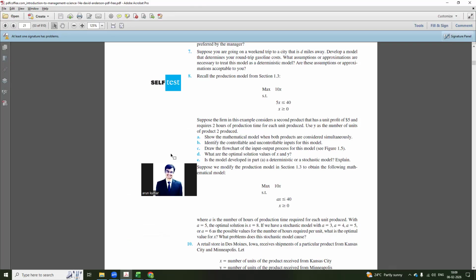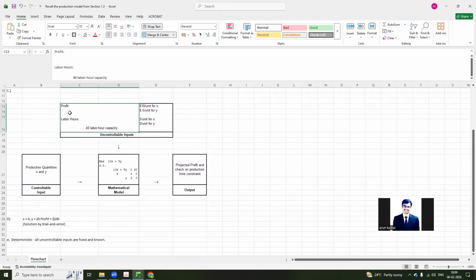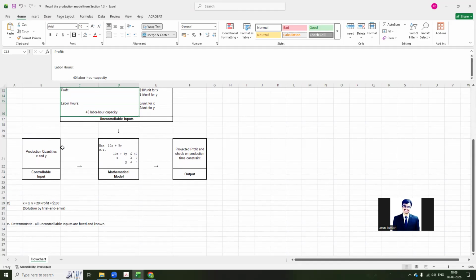Then for part C, draw the flowchart of the input-output processes for this model. So for part C, we have the flowchart here. This one is the uncontrollable inputs, where $10 per unit for X and $5 per unit for Y, and 40 hours labor hour capacity. Then this one is our production quantities for X and Y. This one is the controllable input.